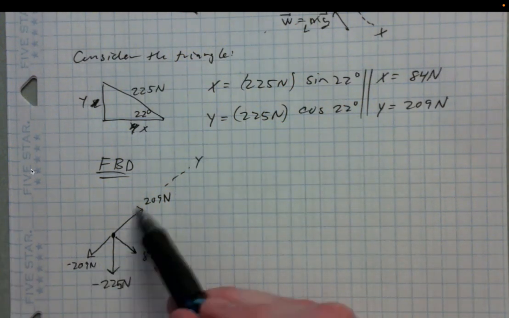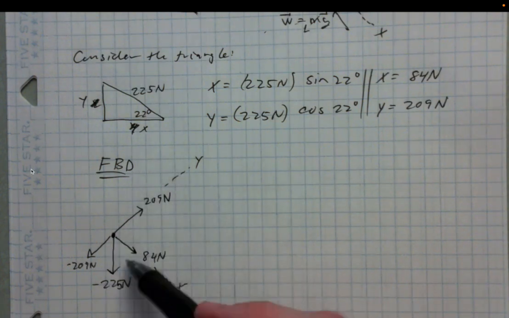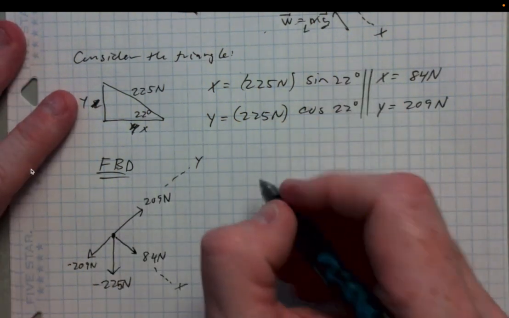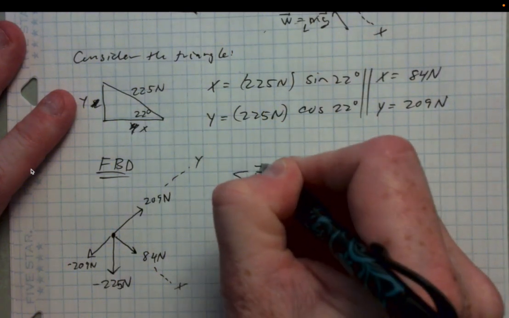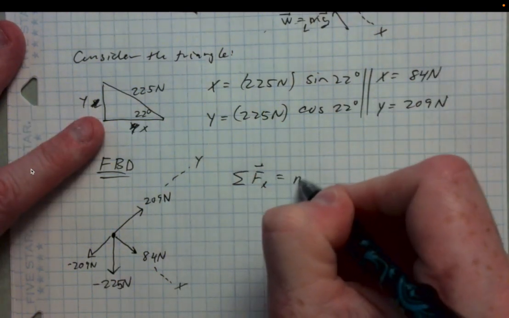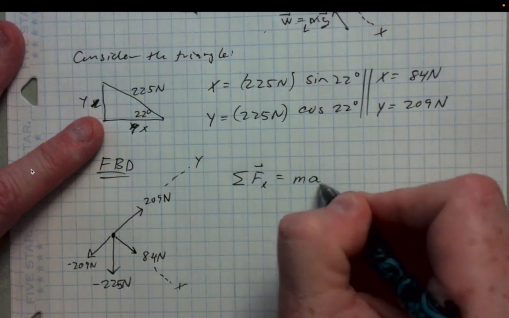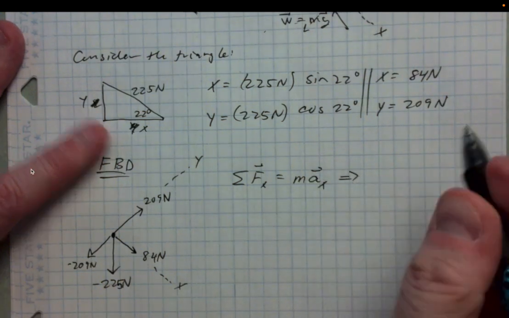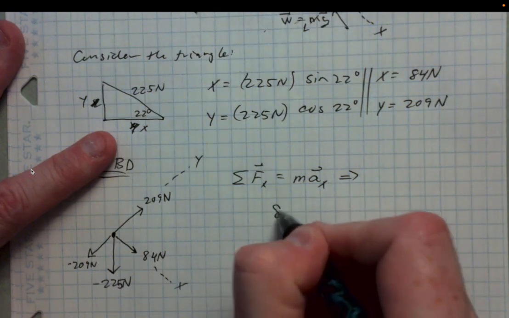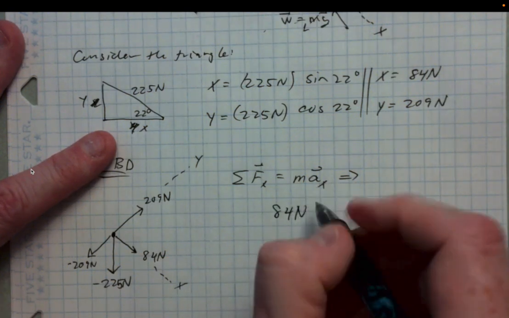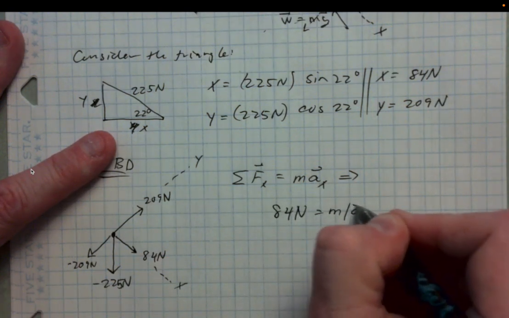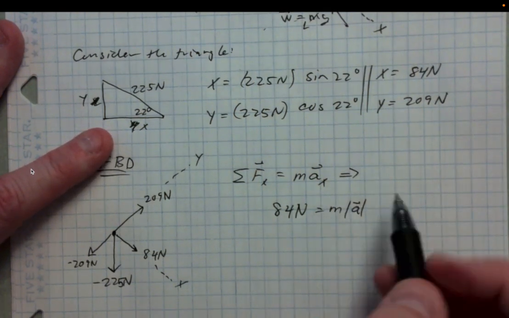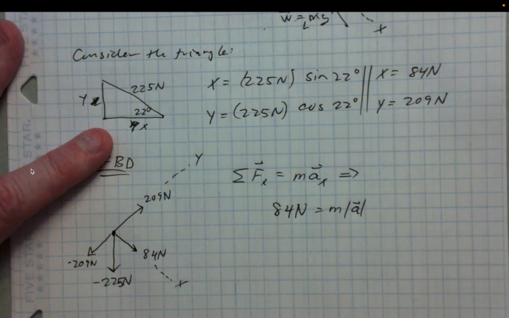So obviously the y direction is in equilibrium. What we really care about is the x direction, right? So the sum of the forces in the x direction should be equal to the mass of the object times the acceleration in the x direction. Okay. And so that means we're talking about 84 newtons equals the mass times the magnitude of the acceleration. Well, however you want to notate it. You can write it like this, or you could write acceleration in the x direction.